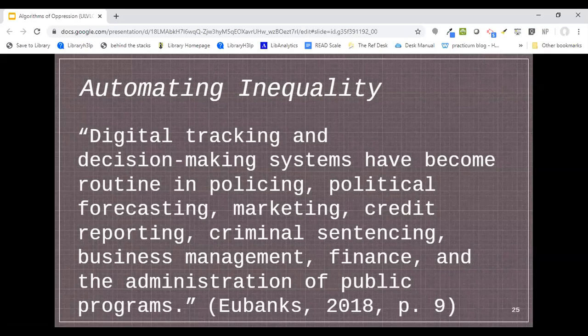And what she says kind of early in that book is digital tracking and decision-making systems have become routine in policing, political forecasting, marketing, credit reporting, criminal sentencing, business management, finance, and the administration of public programs. So she's bringing out here, again, the widespread use of these digital decision-making systems.